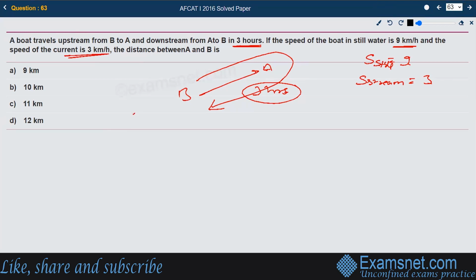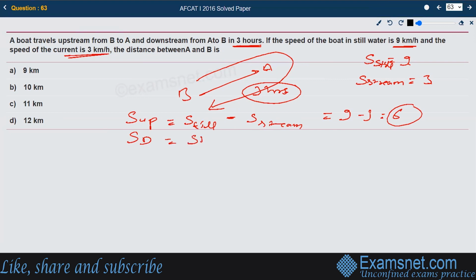First of all, we are supposed to find out the upstream speed. Upstream speed is calculated as still water speed minus stream speed. This is how we calculate the upstream speed, and that becomes 9 minus 3, which is equal to 6. So this is the upstream speed. Now, if you want to calculate the downstream speed, the formula is still water speed plus stream speed. So here it will be 9 plus 3, which is going to be 12. So these are the upstream and downstream speeds already calculated.